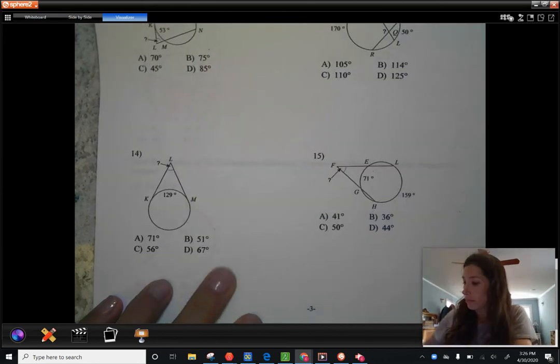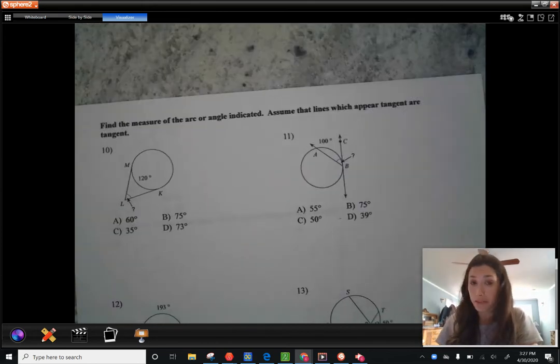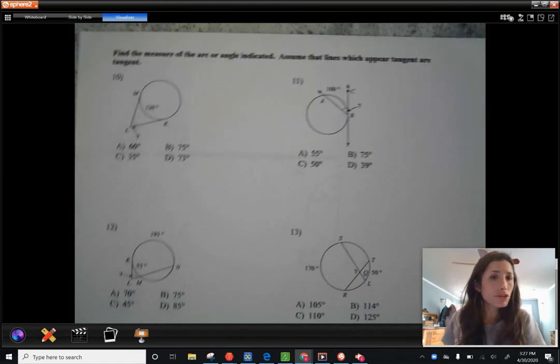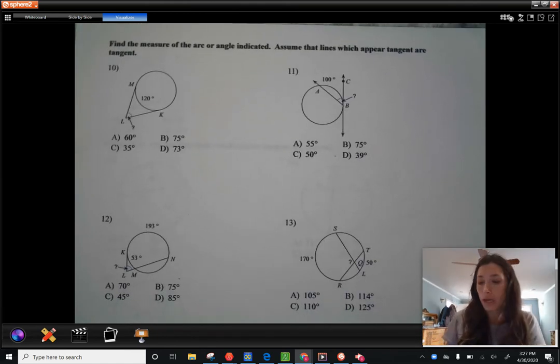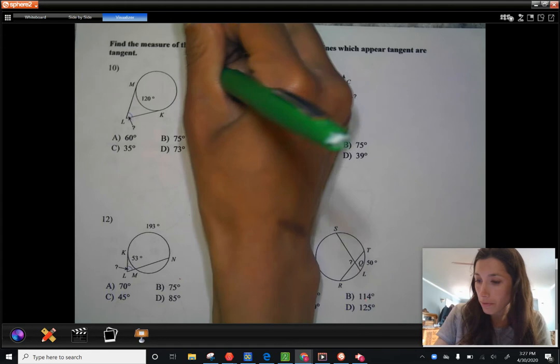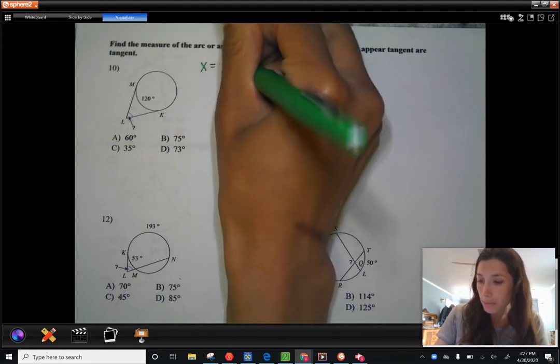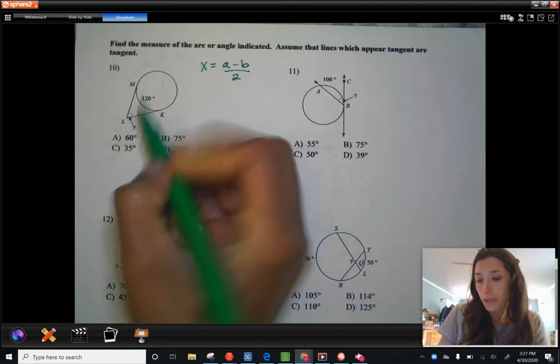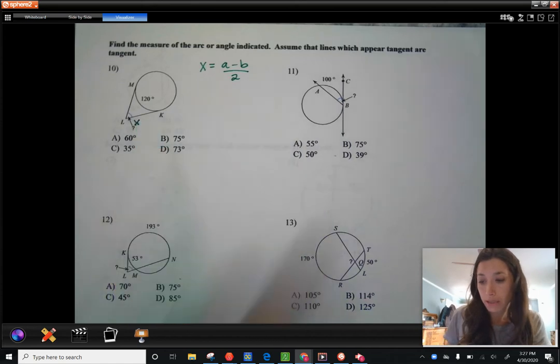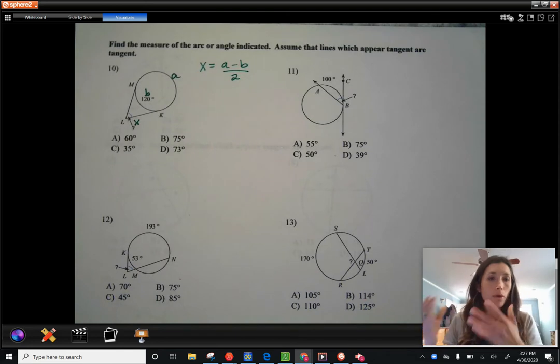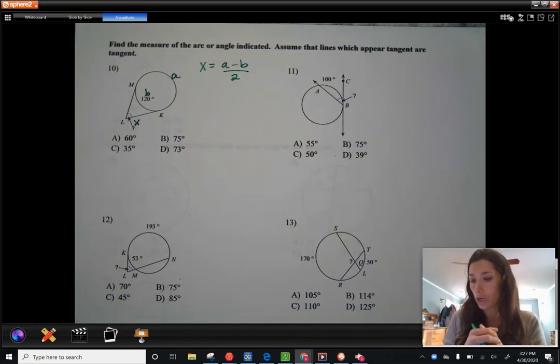Okay. On our next page, we have some angles outside of the circle. So if you have your toolkit filled in, that would be pretty helpful. So remember this formula here is a minus b over 2. So this question mark angle would represent the x. This would represent a, this would represent b. So the farther away arc minus the one that's closer.